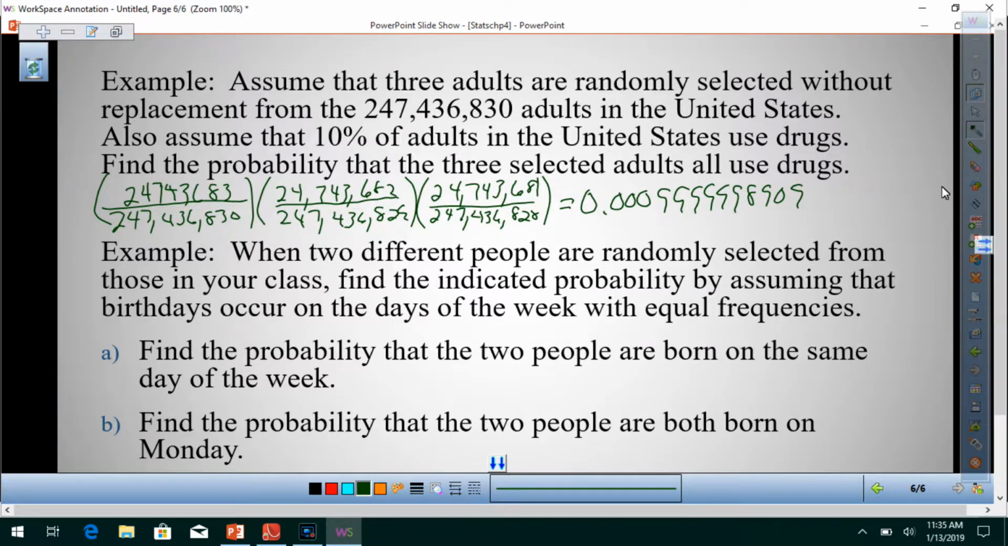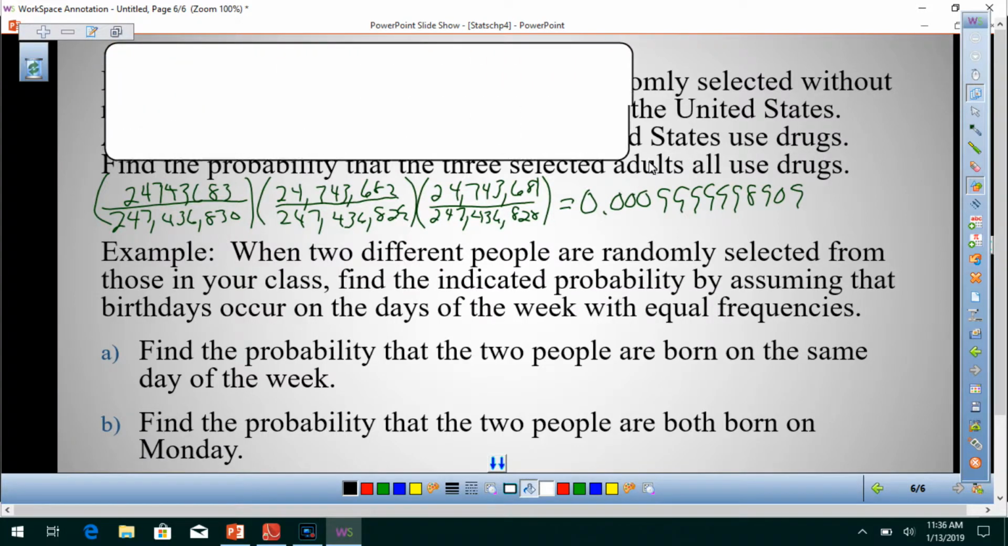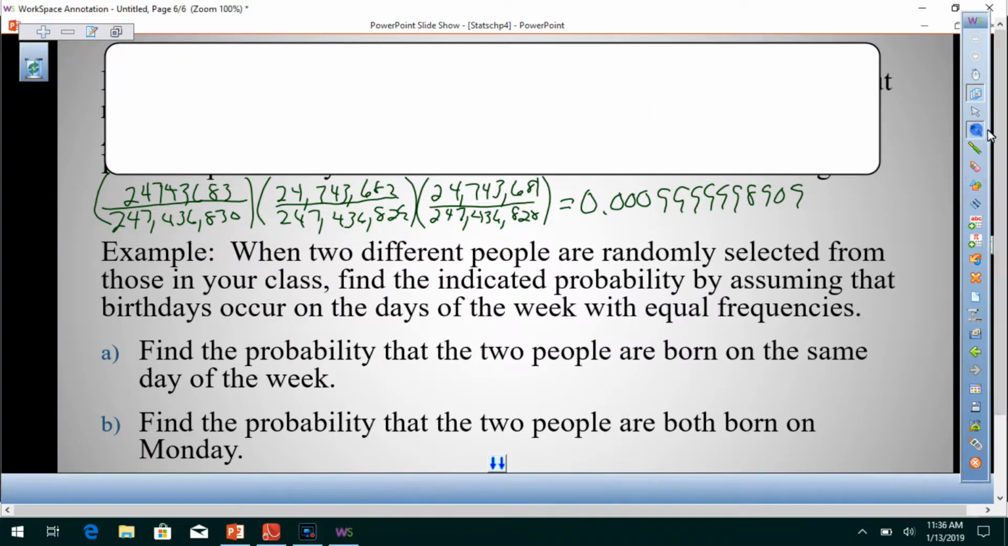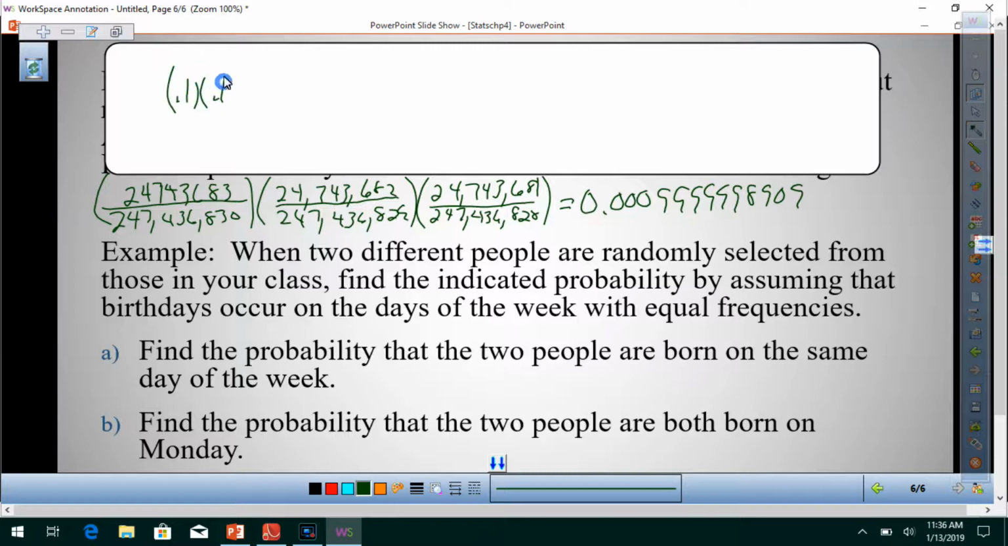All right, so that's going to be that. Okay. Now, let's take a look. Suppose we just treated it as independent. The probability of someone using drugs was 0.1. So that would be 0.1 times 0.1 times 0.1, because that was 10%, right? Which equals 0.001. Okay? So what is the difference between those two? It's not very much, is it? And really, if you rounded it, it would be 0.001. Okay? So the difference is negligible.